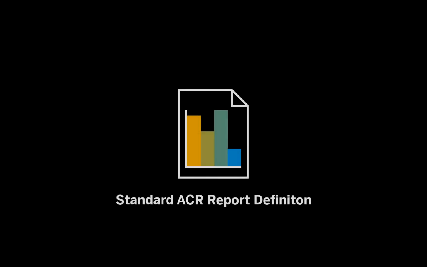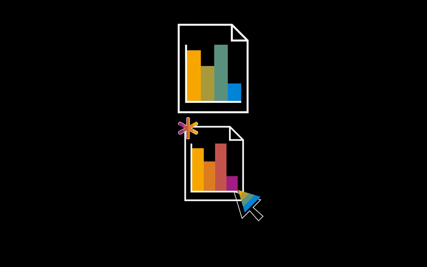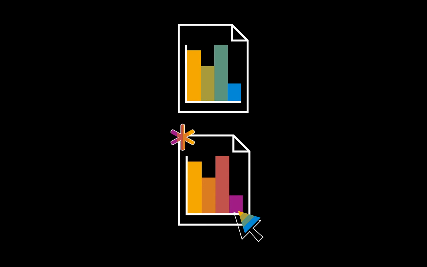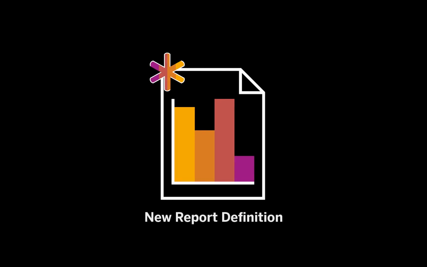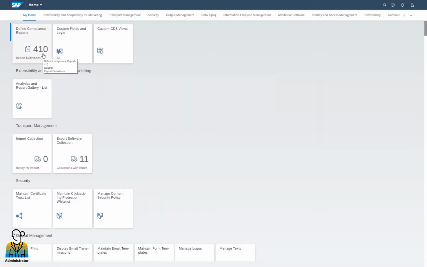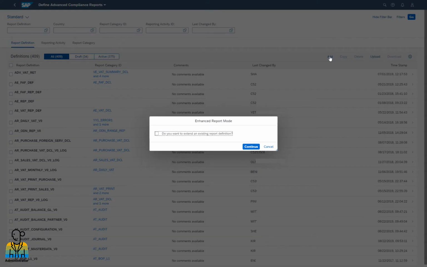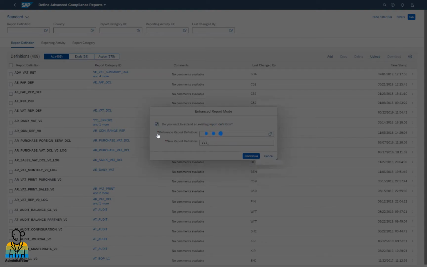To begin, let's prepare the standard ACR report definition. To edit a report definition, you'll need to add a new report definition based on an existing one. You can then extend your new report definition. So to get this part started, let's log in as the administrator and open the Define Compliance Reports app. Select Add, and then tick the box to extend an existing report definition.